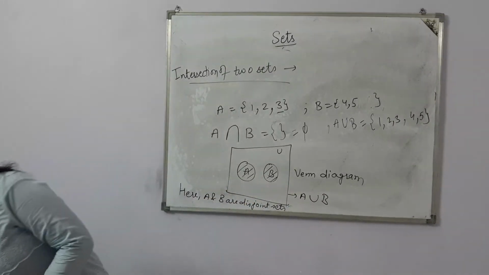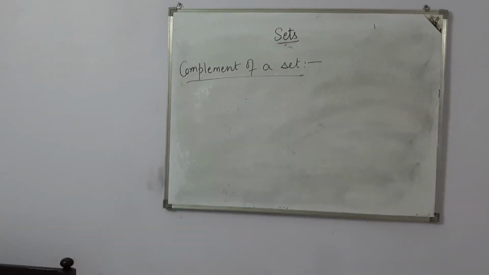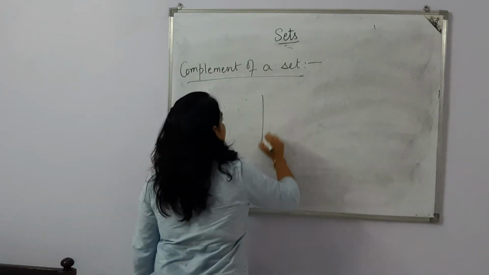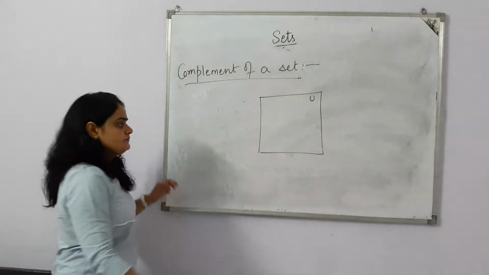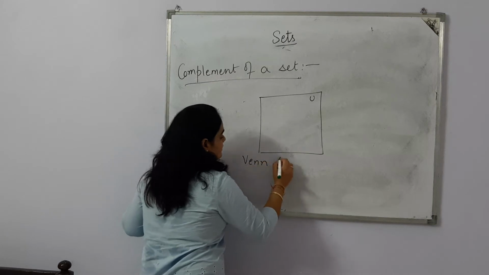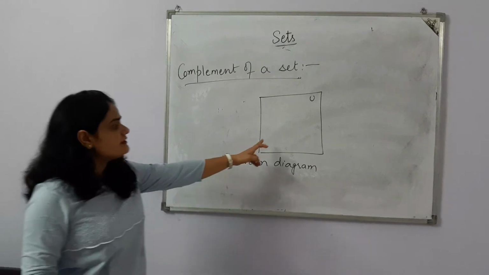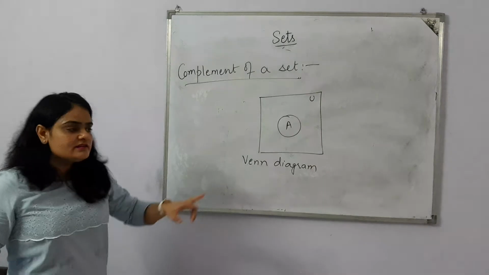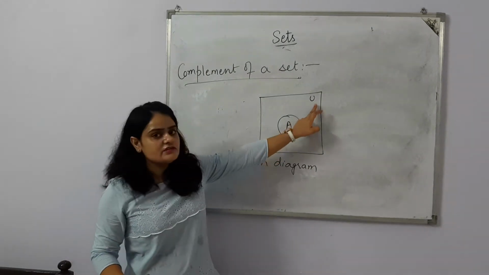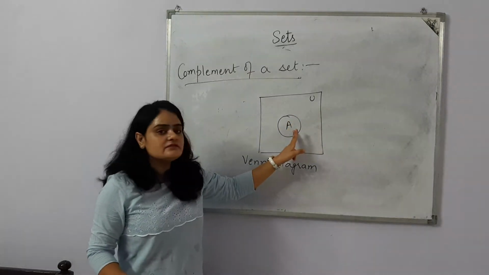Now the next topic is the complement of a set. I will explain this topic with a Venn diagram. If we have a universal set, and we have one given set which is A. A is a given set here, which is a subset of the universal set because it is coming from this universal set. So for you, A is just a subset.